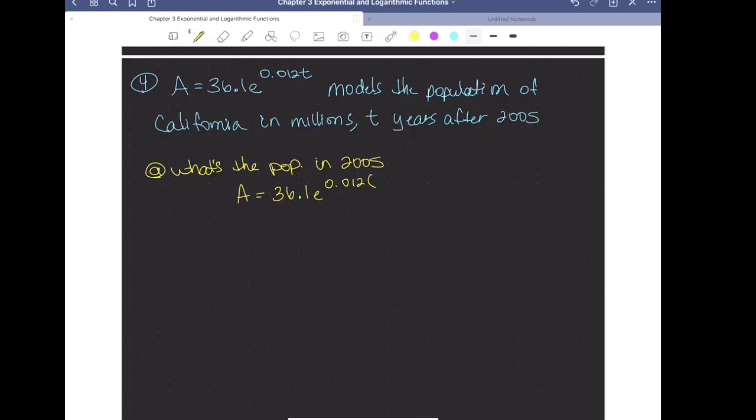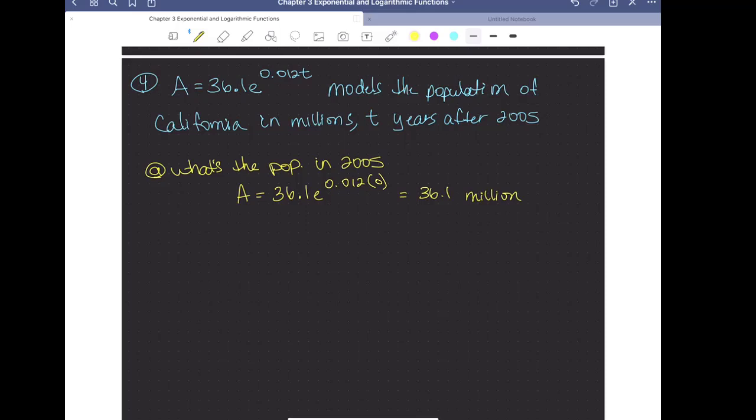Yep, absolutely, because 2005 is 0 years after 2005. So we just got to be careful, some people want to put a 1 in there, because that's where we're starting. So we're going to put a 0 in there. So we're going to get 36.1 million.